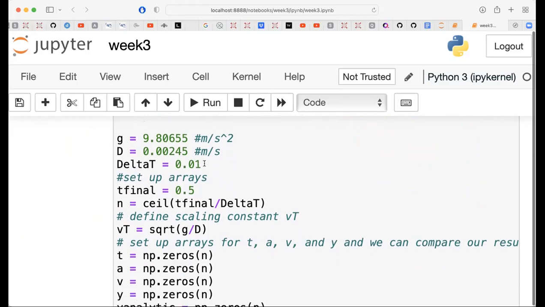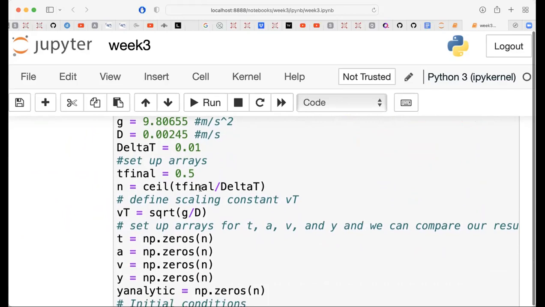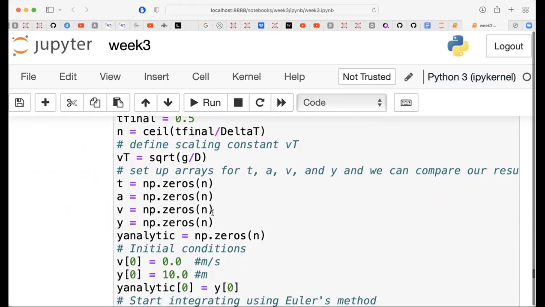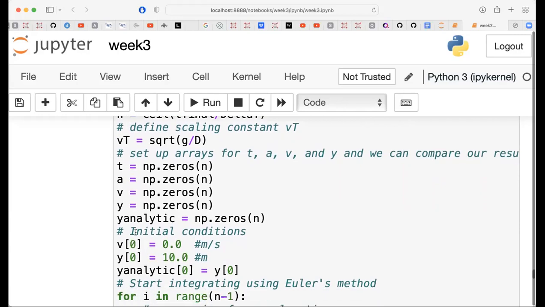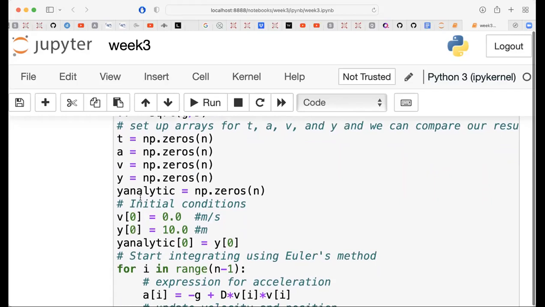I'm setting up my delta t. I set my final time. And then I'm also defining a scaling constant, as I did in the theoretical calculations. And then I'm setting up an array for time, acceleration, velocity, and position. And in this specific case, we know the analytic solution. So I want to compare my numerics with the analytical solution here.